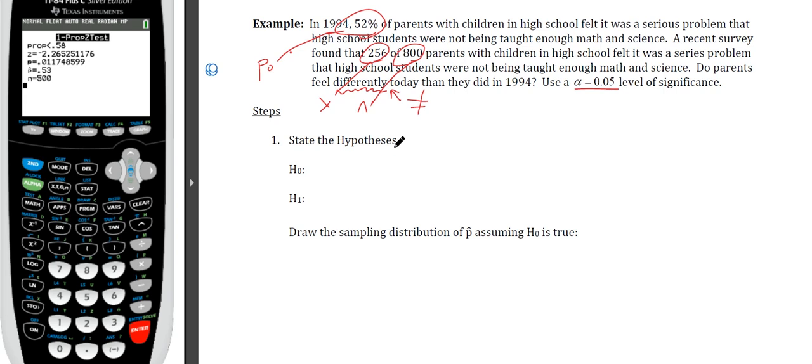For randomness, it doesn't explicitly say random, but what it does say is survey. Very often survey does imply random, but we still should address that, saying, assuming that the survey that was done was conducted with random samples. So, kind of put the ball in the researcher's court there. We have 800 parents with children in high school. That's significantly less than 5% of all parents with children in high school, even in the United States, or even if I just went to like Utah.